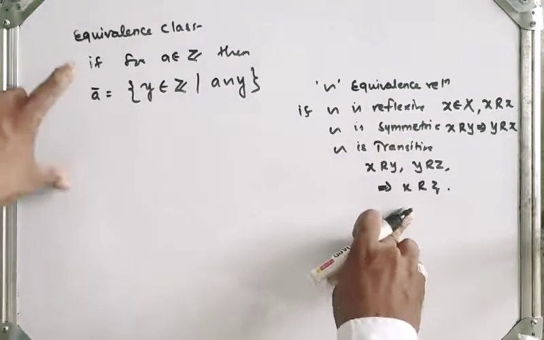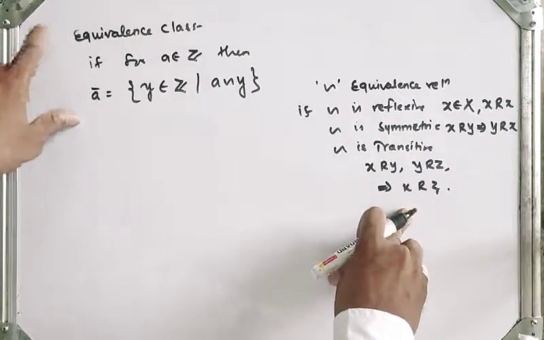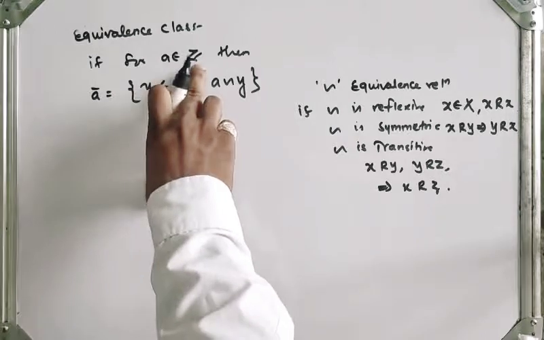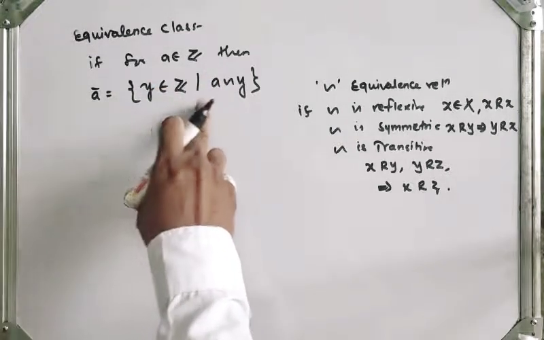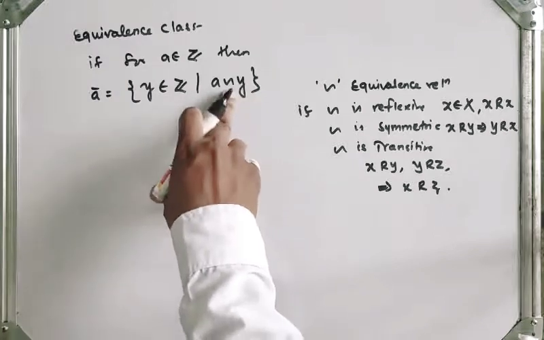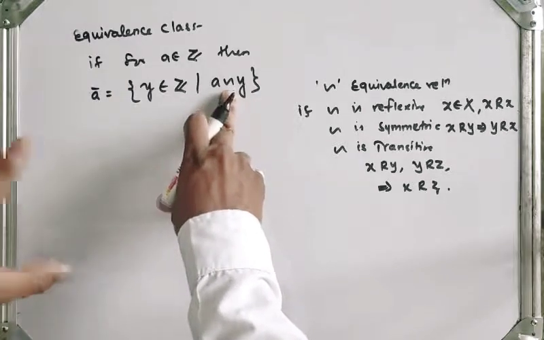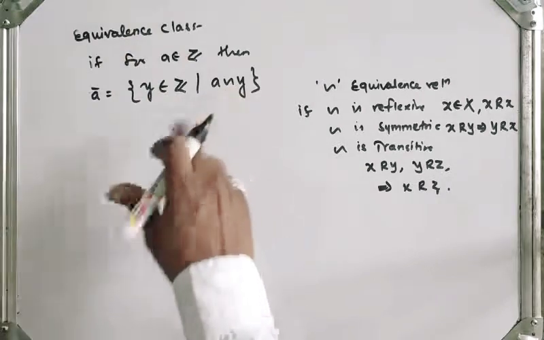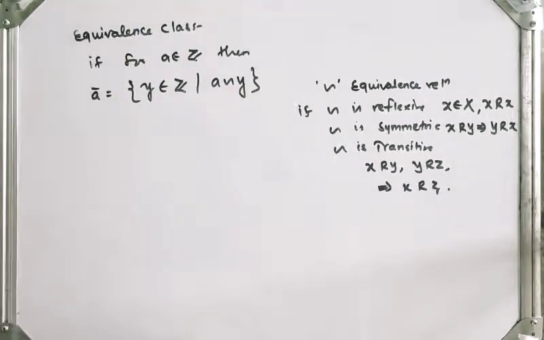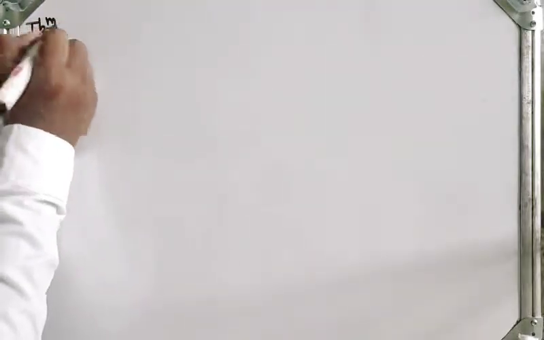And next we have to find the equivalence class. So what is equivalence class? For a belongs to Z, the equivalence class of a is equal to the set of all those y belongs to Z such that a is equivalent to y. So tilde is an equivalence relation, and a relation can be defined in the given example. So let's see the theorem. This is a very important theorem.